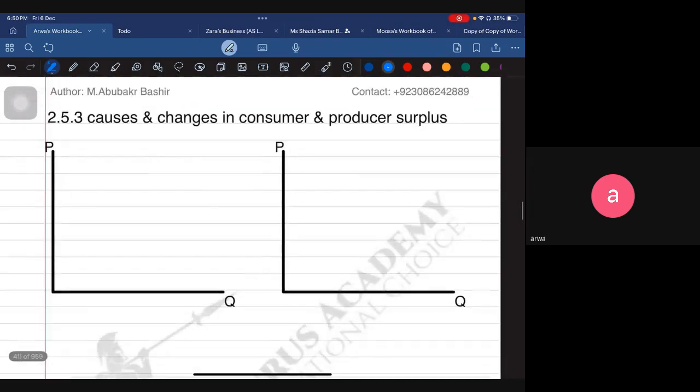Now let's move to the causes and changes in the consumer and producer surplus. So first, we're going to talk about a change here. On one side, we have the consumer surplus, and on the other side, we have the producer surplus.